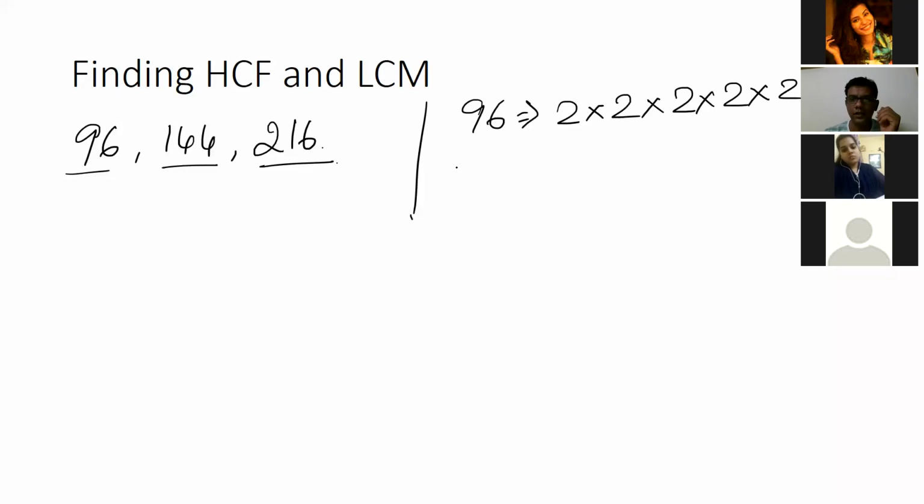Okay, let's do it again. 144. Remember in your mind. 2 into 72. Half of 144. 2 into 72. Now take 72. 72, we all know is 8 into 9, but still, let's assume I have to do it with the basis of 2. 72 is 2 into 36. 36 is 2 into 18, because 2 means it's basically half of the value. 2 into 18. 18 is 2 into 9. 9 is 3 into 3.